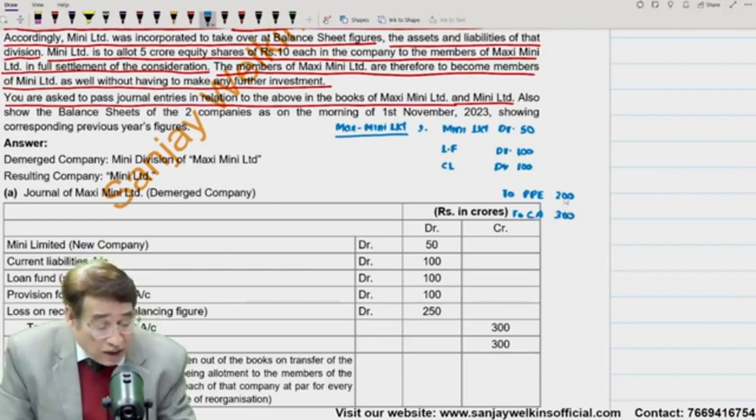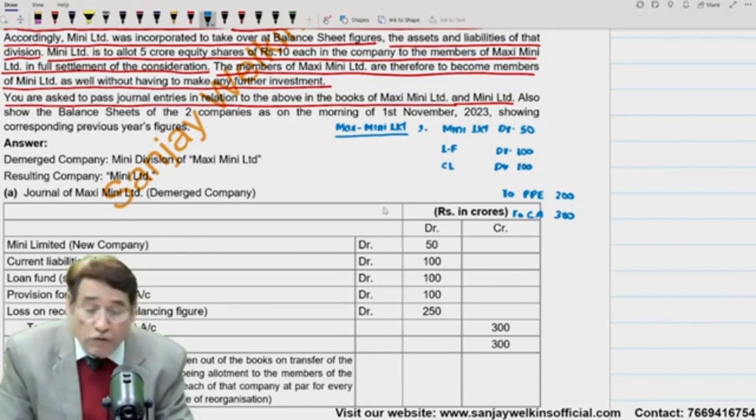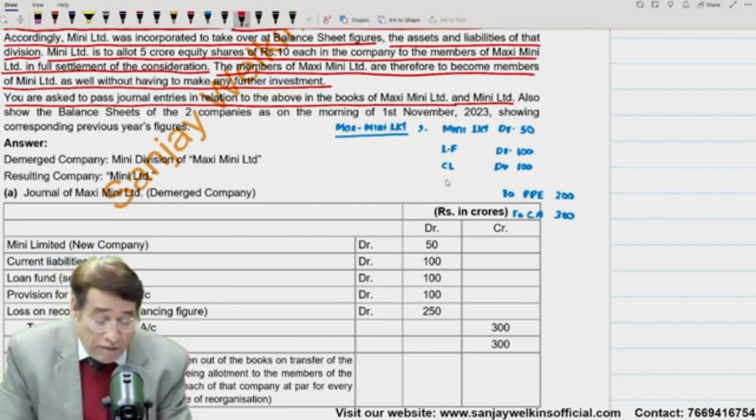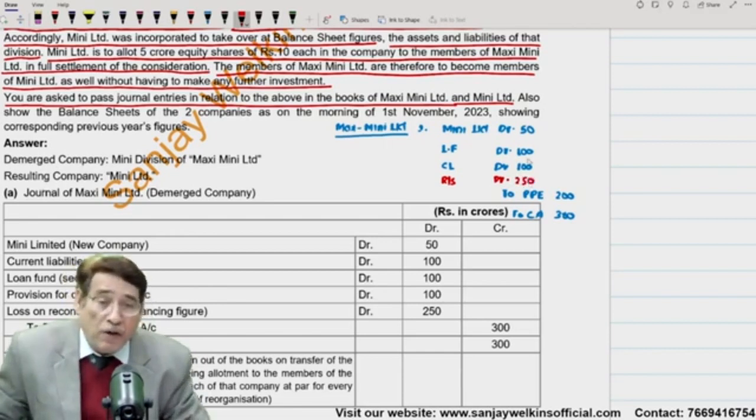Obviously, in this case, you can see there is a loss, because 500 minus 250 is equal to 250. So there is a loss, and obviously you are going to debit the loss. Now, I have told you several times, because you do not have any capital reserve, you simply debit your reserve and surplus. This loss will be debited to reserve and surplus, because in the balance sheet we have been given reserve and surplus, and the loss will be equal to 250. Is it clear to you or not? Right, sir. This is the entry which you are supposed to write.